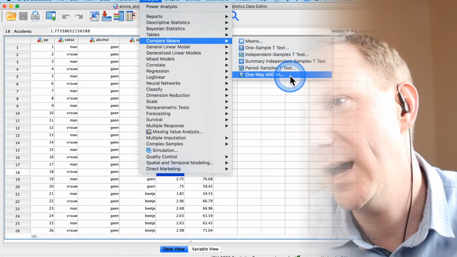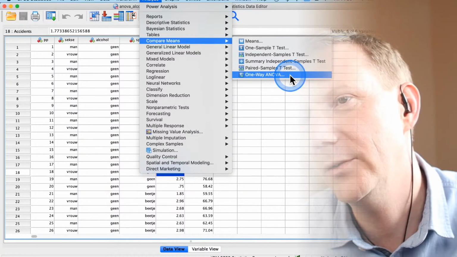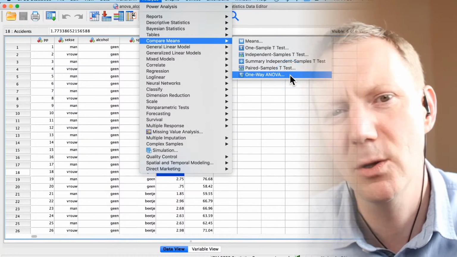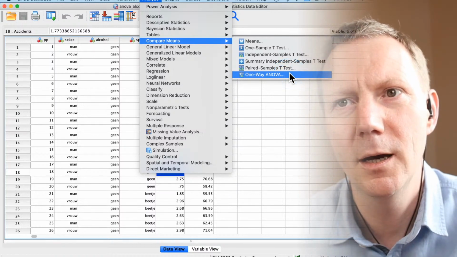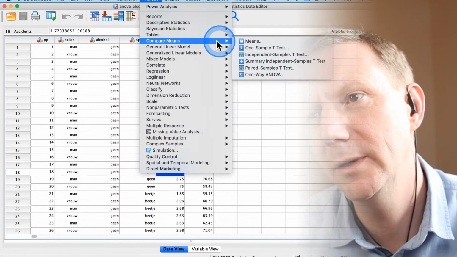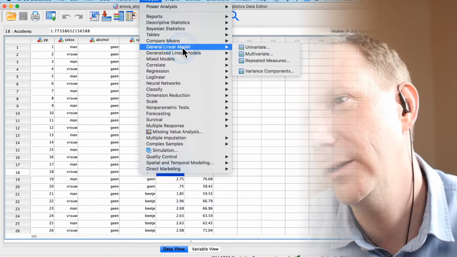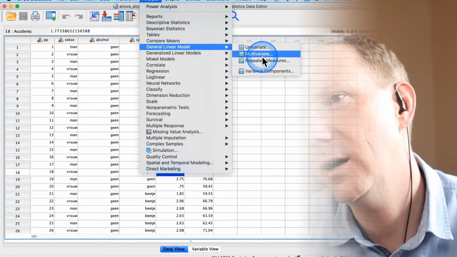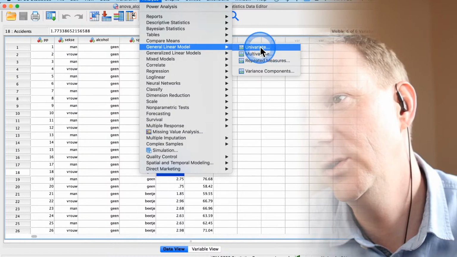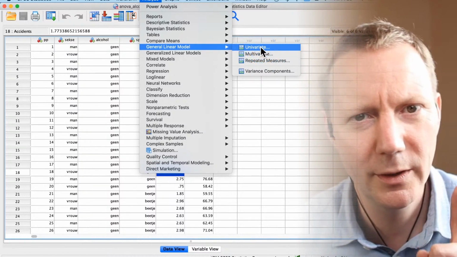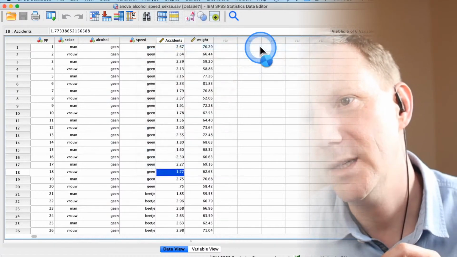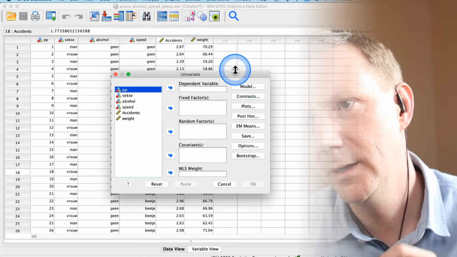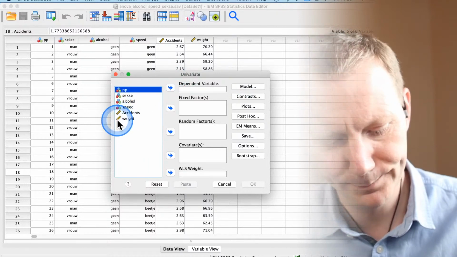You do have the ANOVA under compare means, but this is the one-way ANOVA, right? And now we're looking at the factorial ANOVA, so we shift our attention to the general linear model, and we are stuck with the univariate. So that means we're looking at analysis with only one dependent variable. So if we do that, then this shows up.